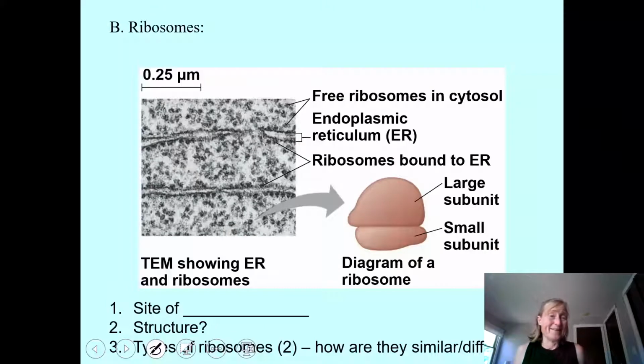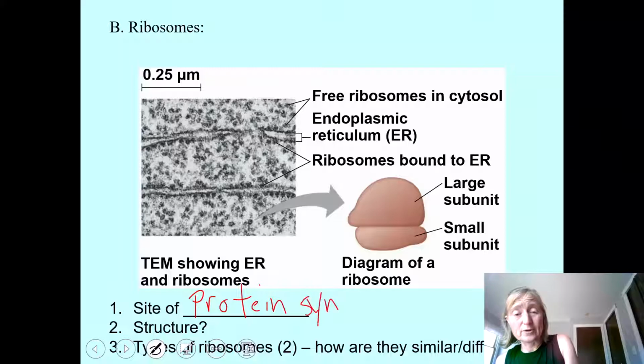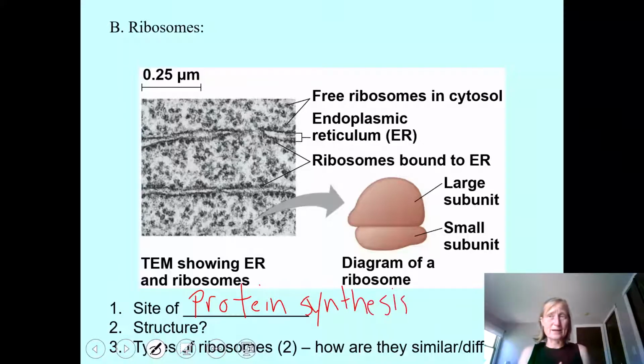Ribosomes are the next structure we want to focus on. Ribosomes are the site of protein synthesis. That's their job. They're involved in making proteins. Remember that proteins are chains of amino acids that fold up on themselves and do jobs like they're enzymes, they're structural, they're transporters, they do all sorts of things inside of our cells. Ribosomes are the site where these proteins are made.